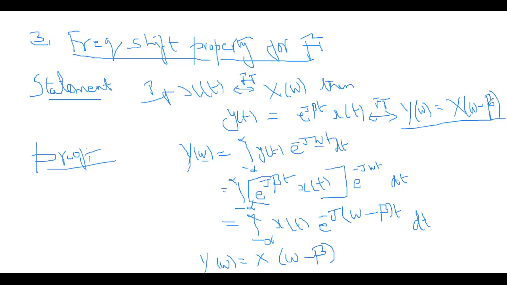With how many samples? With beta samples. How do we get this frequency shift? By multiplying e power j omega t with the signal x of t. Okay, my dear students, see here, same thing. Y of omega is equal.